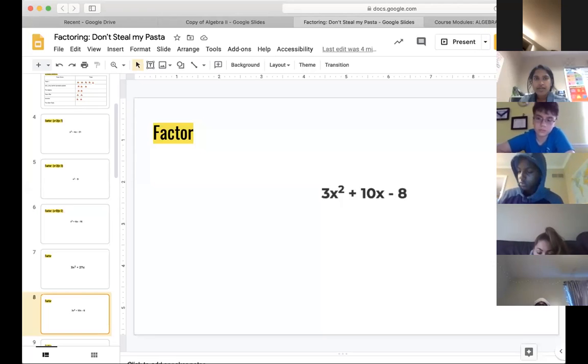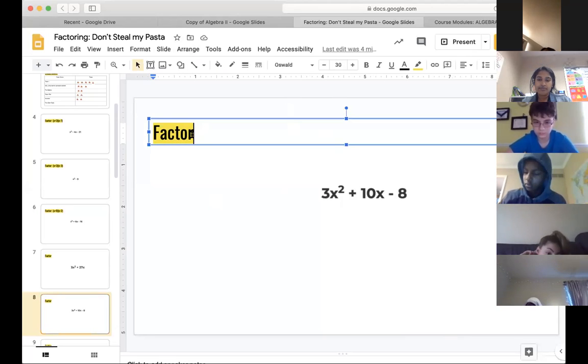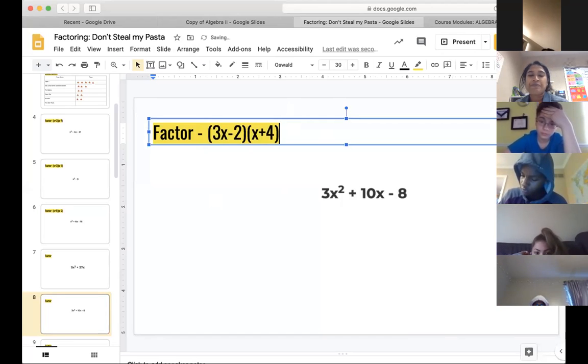All right, let's see where we are with people here. Are we waiting on anyone? Okay, cool. All right, what do you have for 3x squared plus 10x minus 8, the ballers? I got 3x minus 2 and x plus 4. Yep, bottoms up was the method you want to use. So you've got 3x minus 2 and x plus 4. Good job.